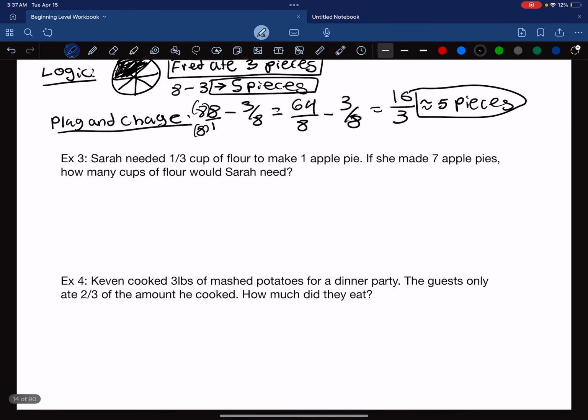Looking at example 3, I encourage you to pause the video and try this on your own. Let's go through it. It says, Sarah needed 1/3 cup of flour to make 1 apple pie. If she has made 7 apple pies, how many cups of flour would Sarah need? So we know that to make 1 apple pie, we need 1/3 cup. If we want to make 7 apple pies, we're going to take this 1/3 cup and multiply it by 7.